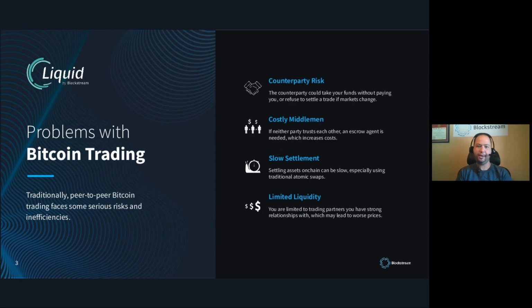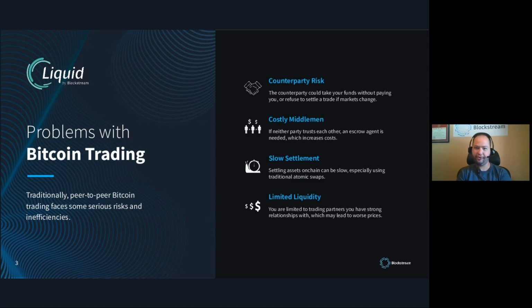All right, so there's a couple of problems that exist in trading Bitcoin today. Traditionally, when you have peer-to-peer Bitcoin trading, there are risks and inefficiencies in place. If I wanted to trade Bitcoin with someone, we might have counterparty risk. This means that if I send funds first to the counterparty, they could take the funds and never actually pay, or refuse to settle the trade if the market conditions change. So there is a risk involved in there.